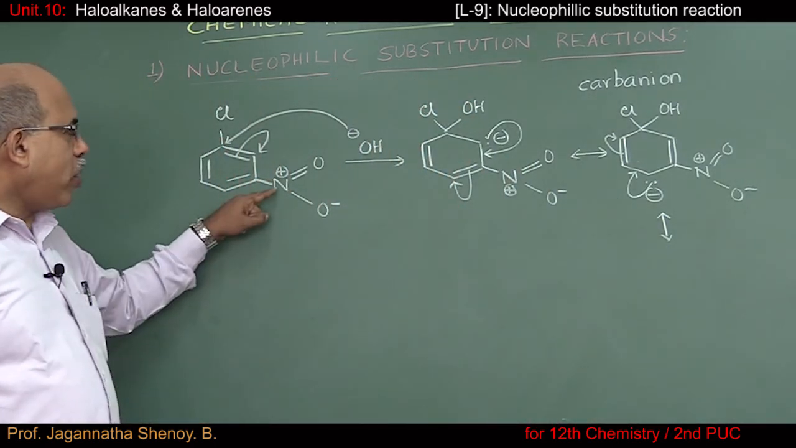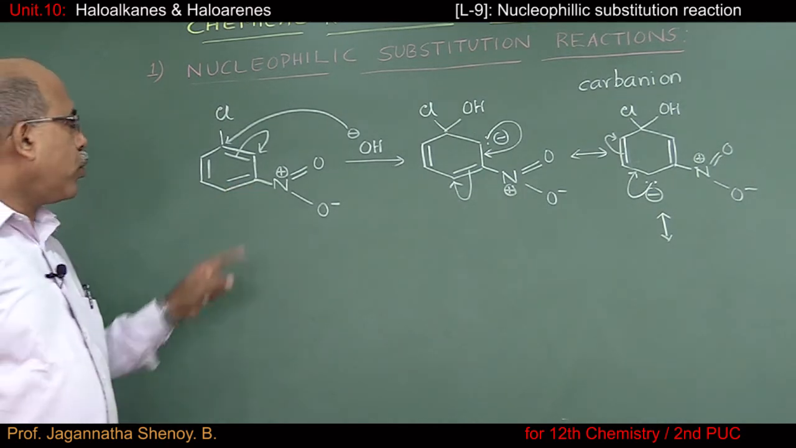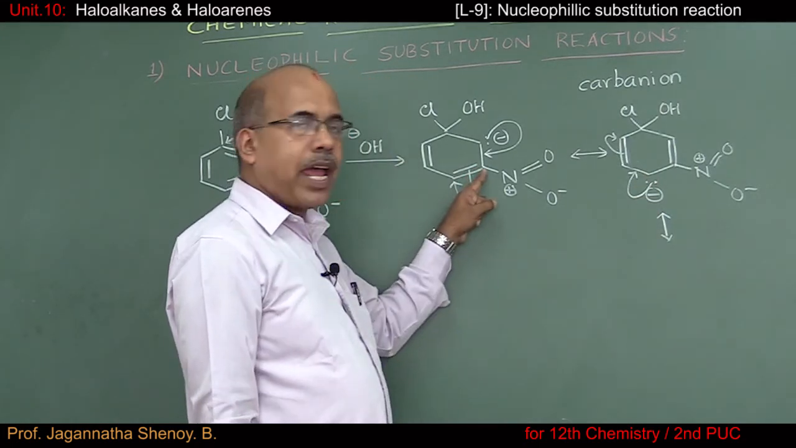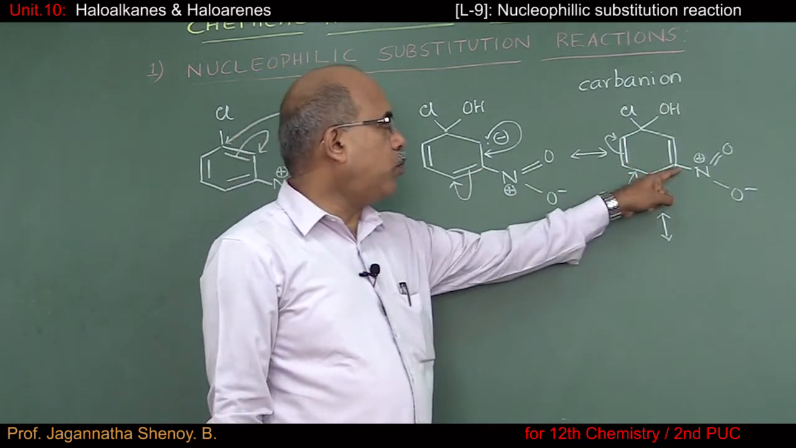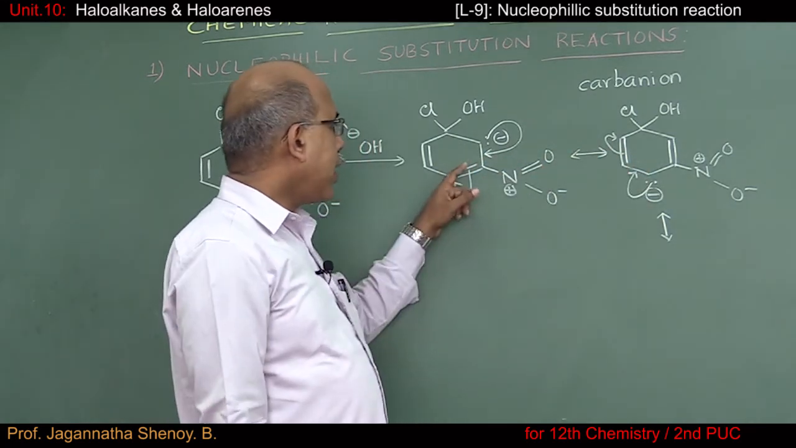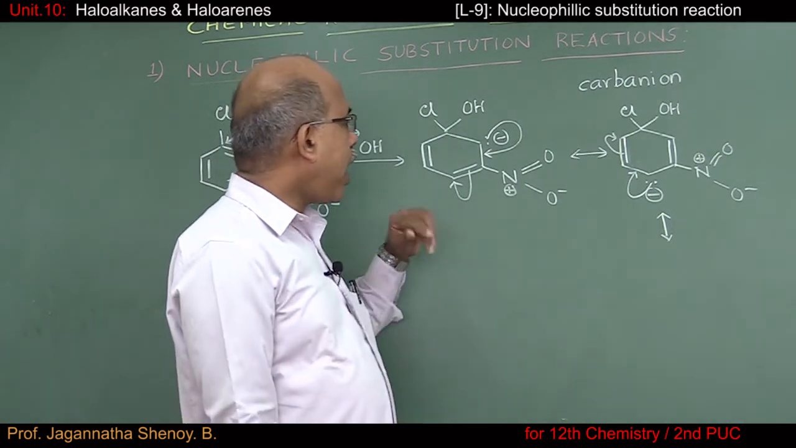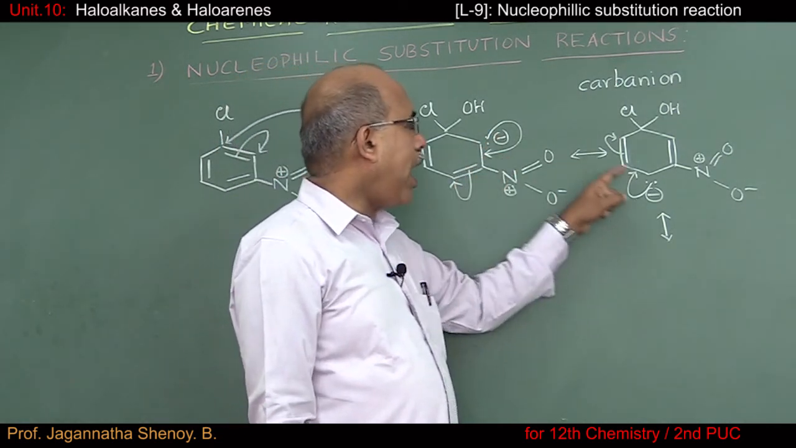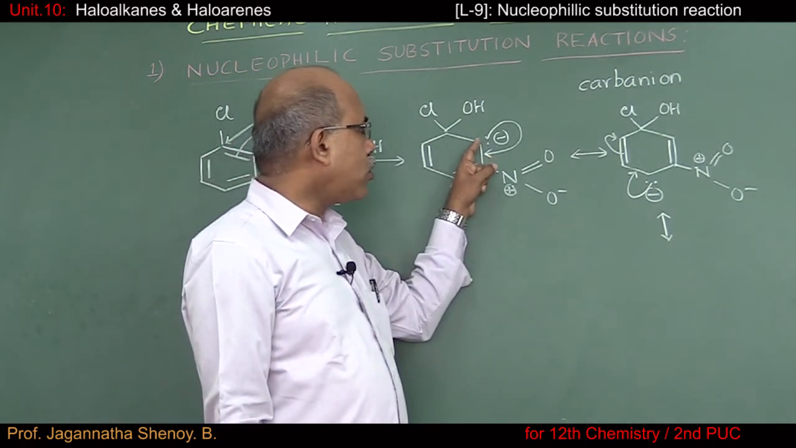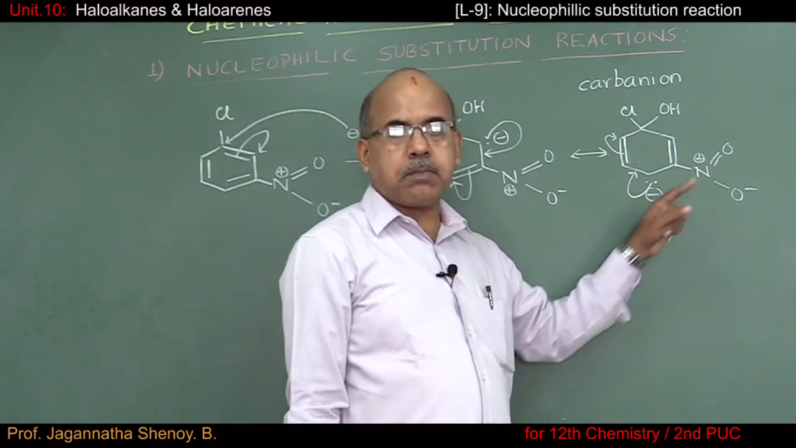If the electron withdrawing group is present at meta position, you can observe in these two resonating structures that the carbon atom carrying NO2 group will not have negative charge at all. In other words, in the meta position, we do not have negative charge. Where do we have negative charge? At ortho and para position. So, negative charge is present at ortho and para position, but electron withdrawing group is present at meta position.